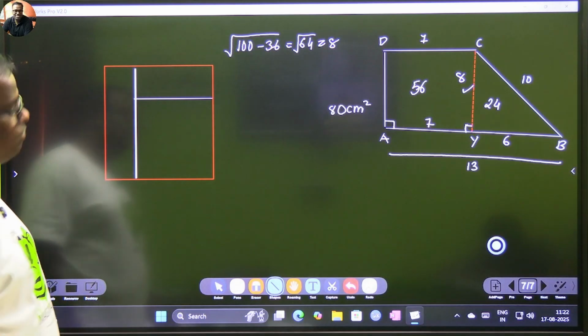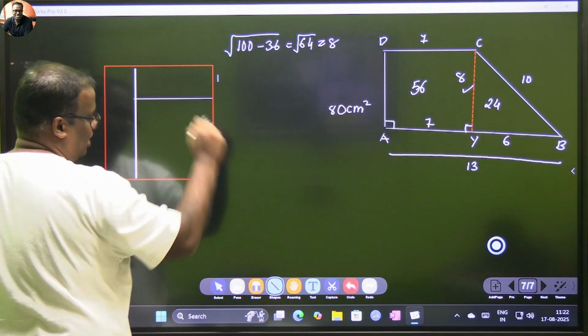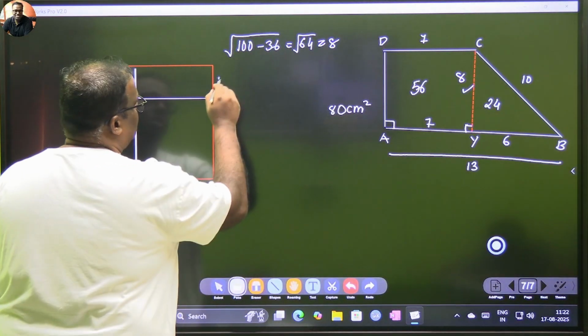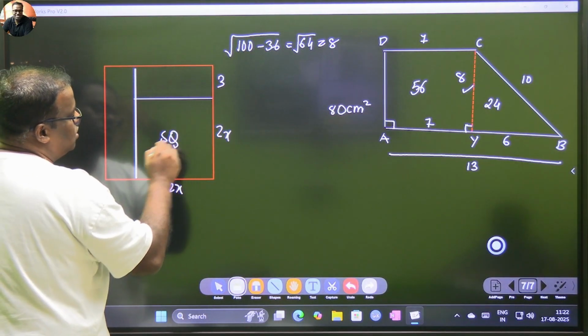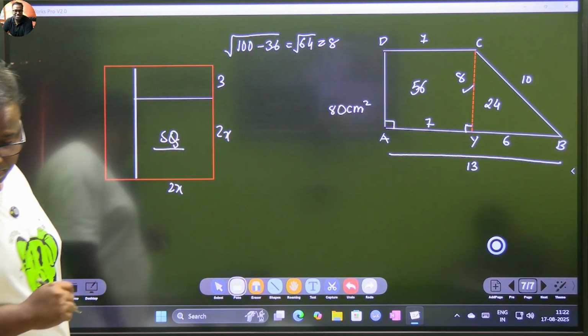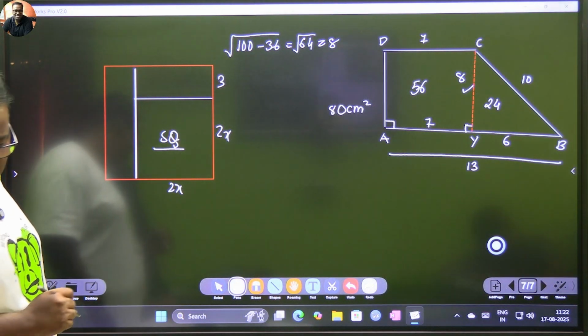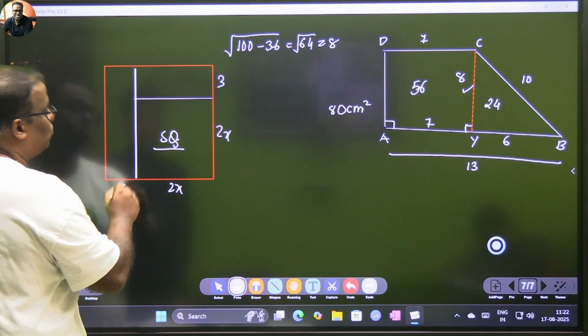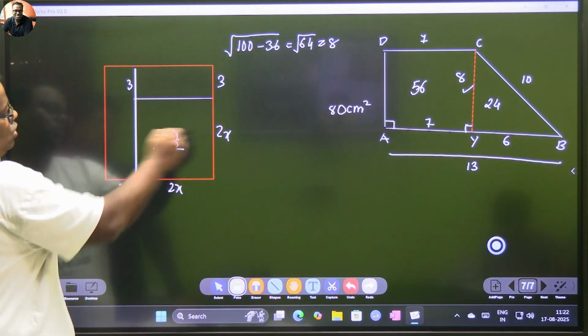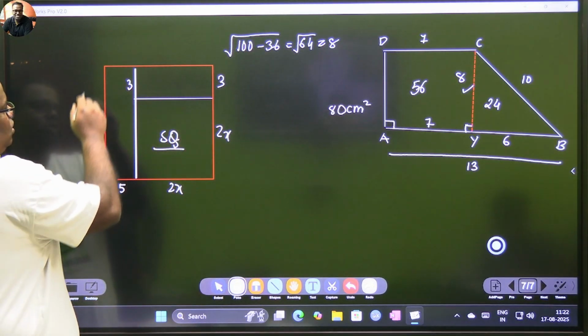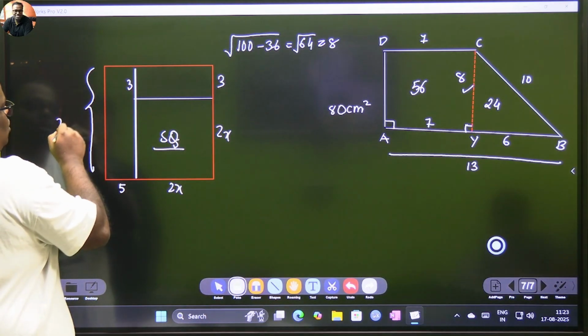Okay. So what are the measures? 3, 2x, 2x, 5. So this is 3. This is 2x, which concludes that this is a square. And then we have a 5 out here. And this is a square. So if this is 3, this portion is also 3. This is 2x and this is 3. So this entire thing will be how much? 2x plus 3.